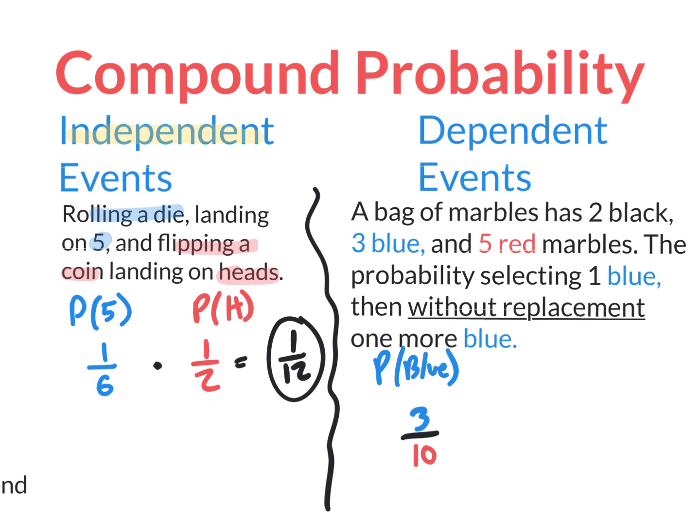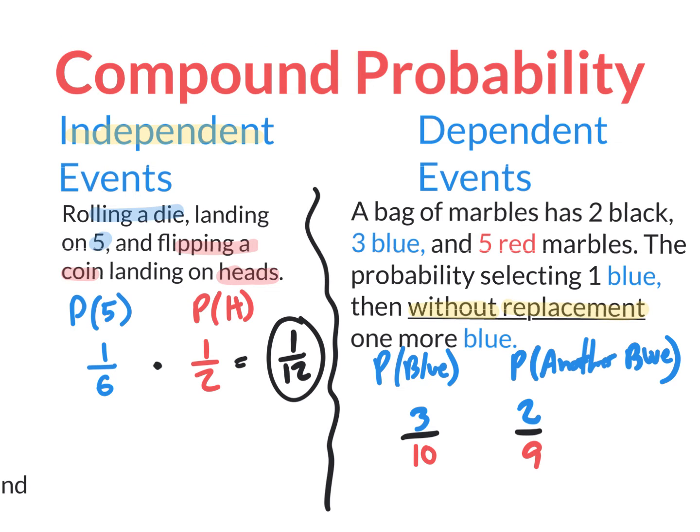Without replacement, I want to pick out 1 more blue marble. So the second probability, another blue. Man, that's ugly. I apologize. But what is the probability of another blue if I pulled out a blue already and I put it to the side? How many blues are there now? Now there's only 2 blue. And how many total do I have now? Only 9. Does that make sense? So this is why we call these dependent events, specifically because without replacement.